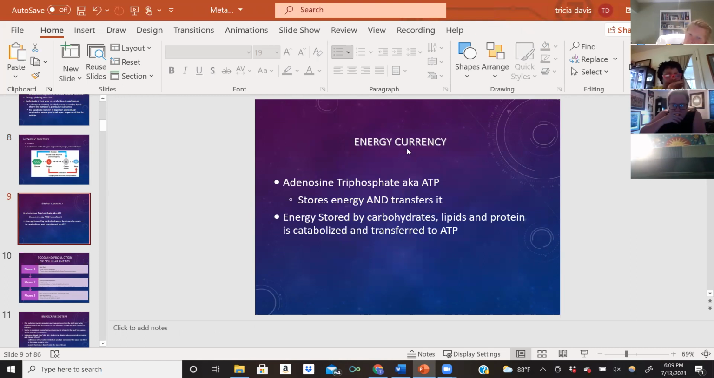So we know that we need things that require energy. We need the ATP. It stores energy and it transfers it for when you need it for other metabolic pathways in the body. We can have energy stored in carbohydrates, our lipids, and our protein, which can then be catabolized and then transferred into ATP, which we will use to do other things in the body.